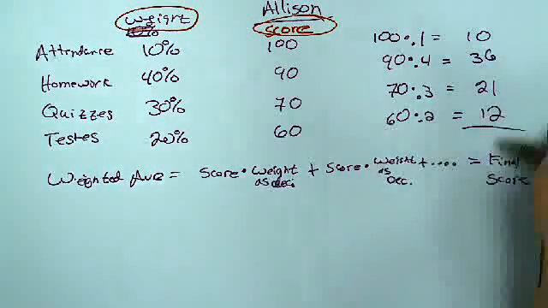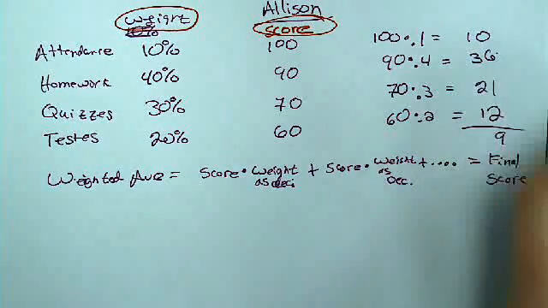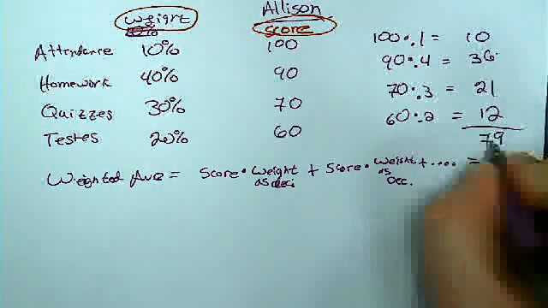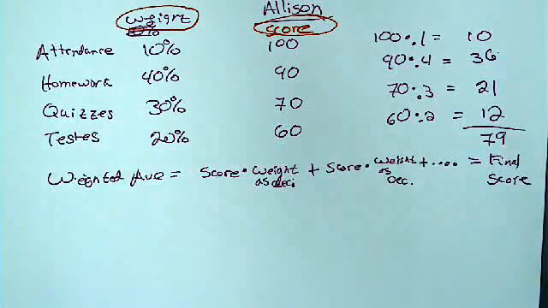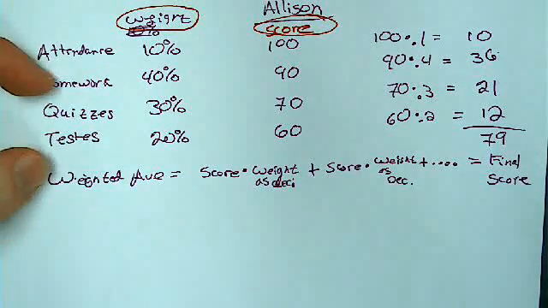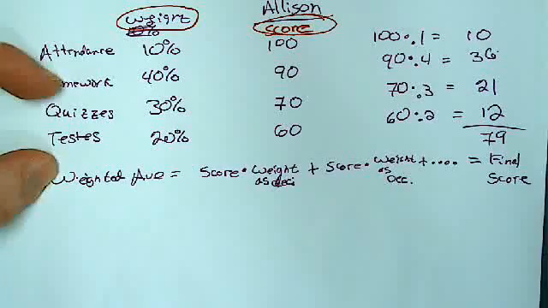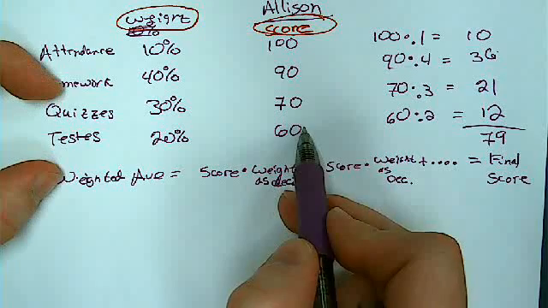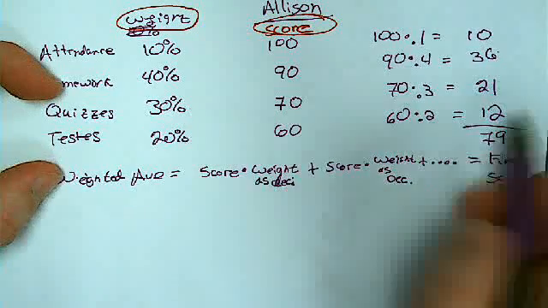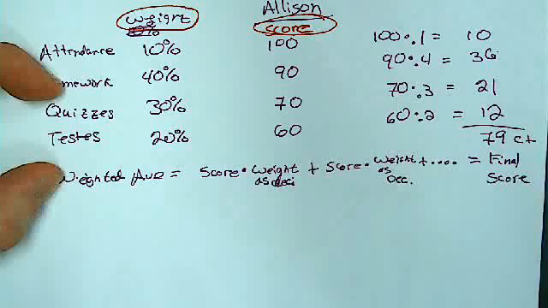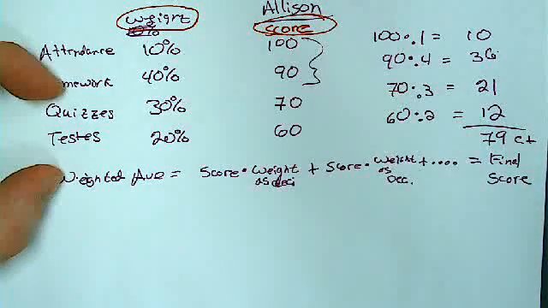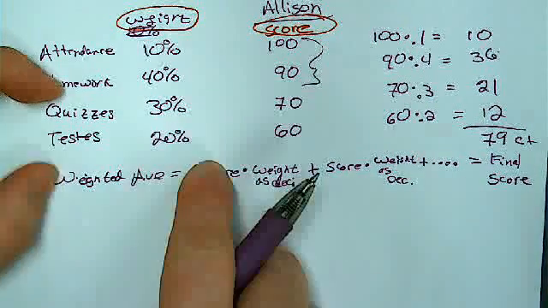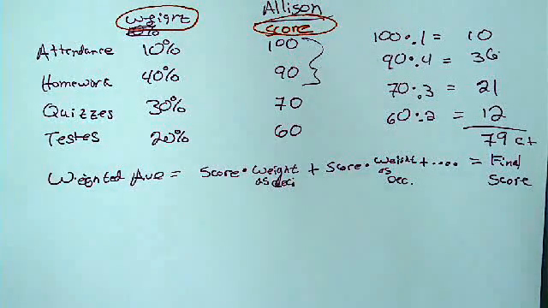Then when I add these up, 69.1... 79. Even though on the tests and quizzes she only got a D plus average, or D average, she still gets a C plus in the class because the teacher graded a lot on homework. Let's do one more of these straight up, and then I'll give you some examples of flipping them around.